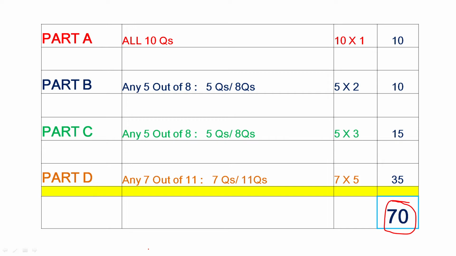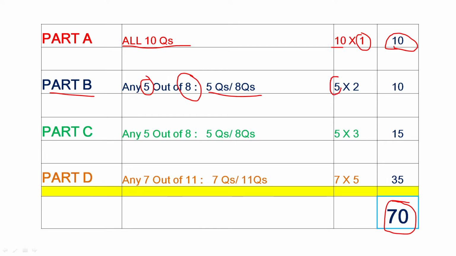So part A, all 10 questions you need to answer. Each question will be carrying 1 mark. Total 10 questions will be 10 marks. Then part B. In part B, you will have 8 questions. Out of 8, you have to answer any 5 questions. Okay, 5 questions have to be answered out of 8 questions.